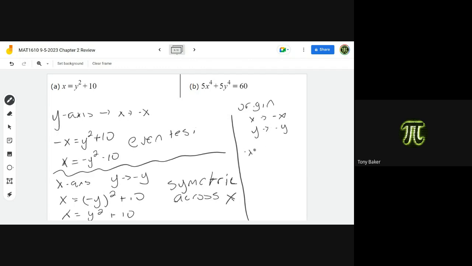So I have negative x equals negative y squared plus 10. So I have negative x equals y squared plus 10. So x equals negative y squared minus 10. And those are not the same as what I originally had, so it is not symmetric across the origin. So this one is only symmetric across the x-axis.